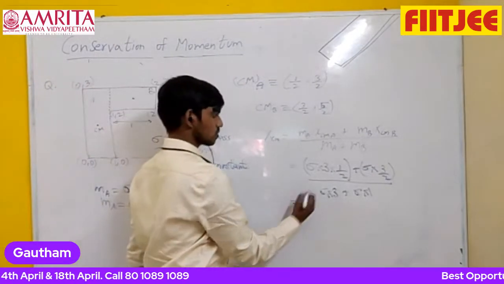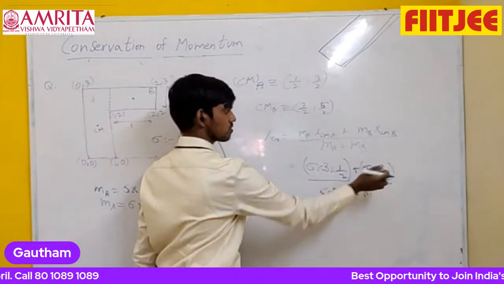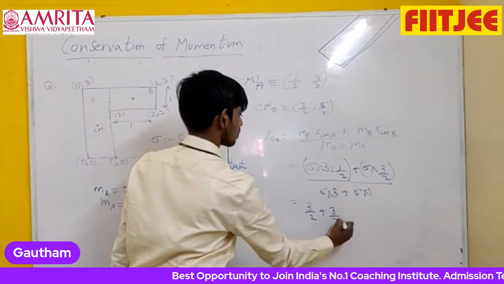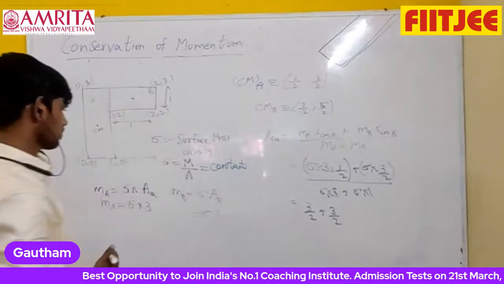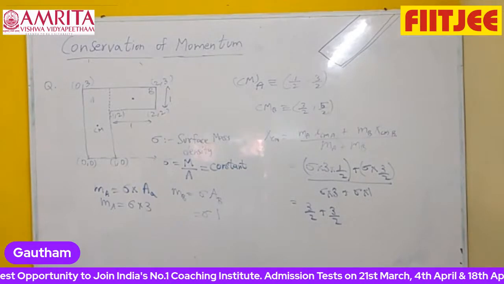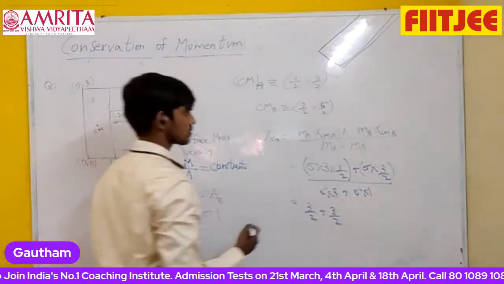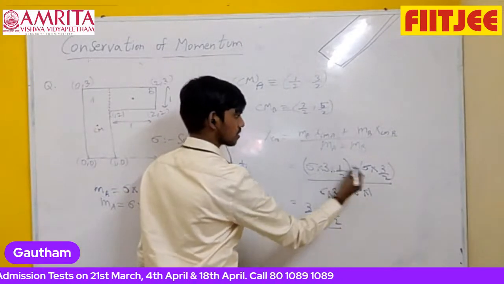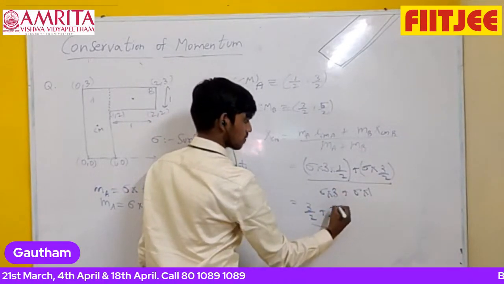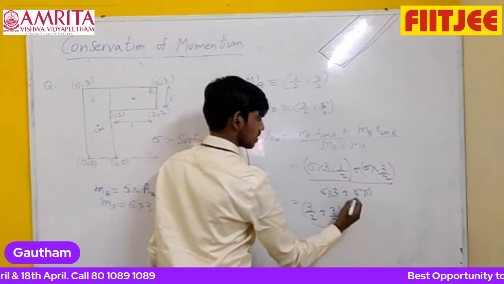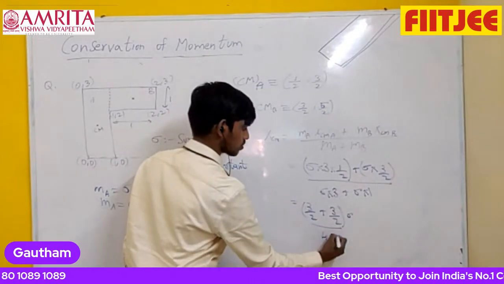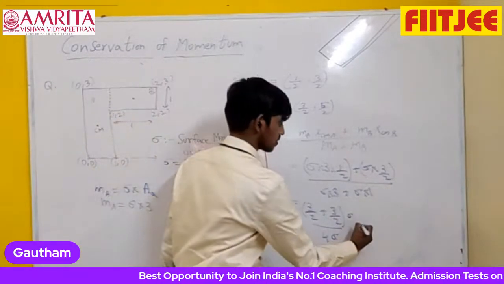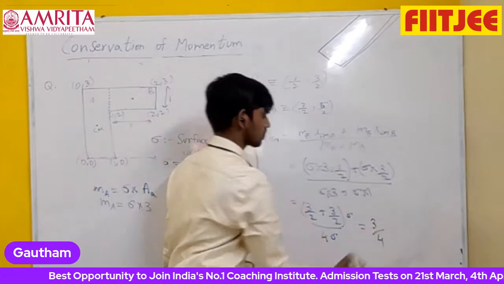So this will be equal to 3 by 2 plus 3 by 2, divided by 3 plus 1, 4 sigma. So this will be 3 by 4, sigma will get cancelled. So x coordinate will be 3 by 4.